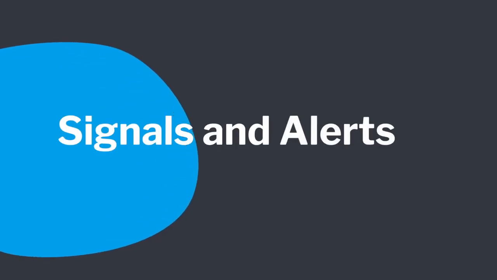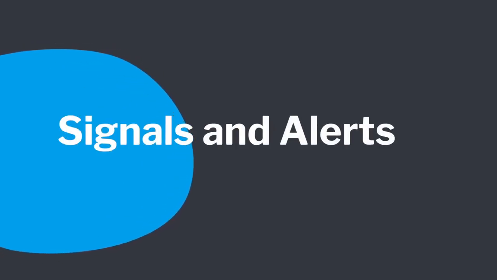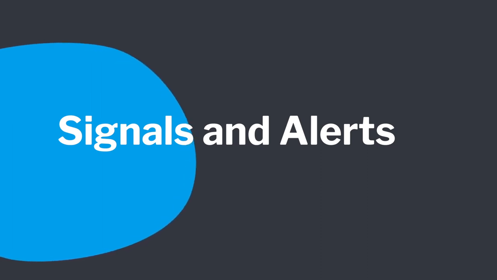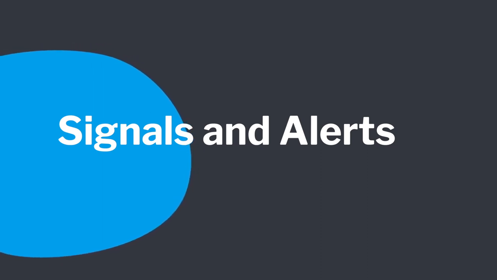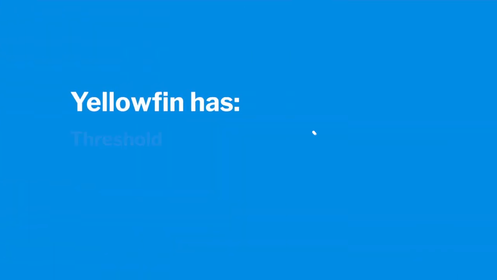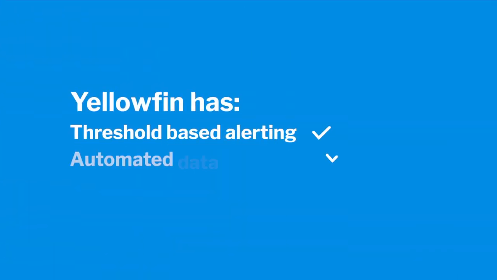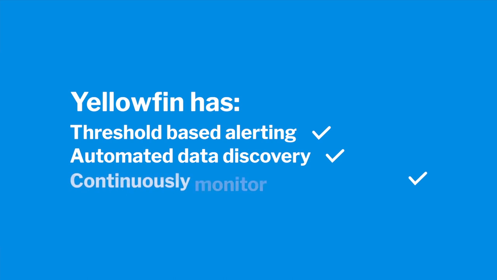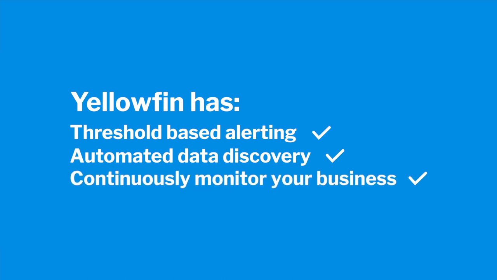Quickly discovering what happened in your data and why can make a huge difference to your business. Manual data discovery is time-consuming and error-prone. That's why Yellowfin has threshold-based alerting and automated data discovery so you can continuously monitor your business for critical changes.